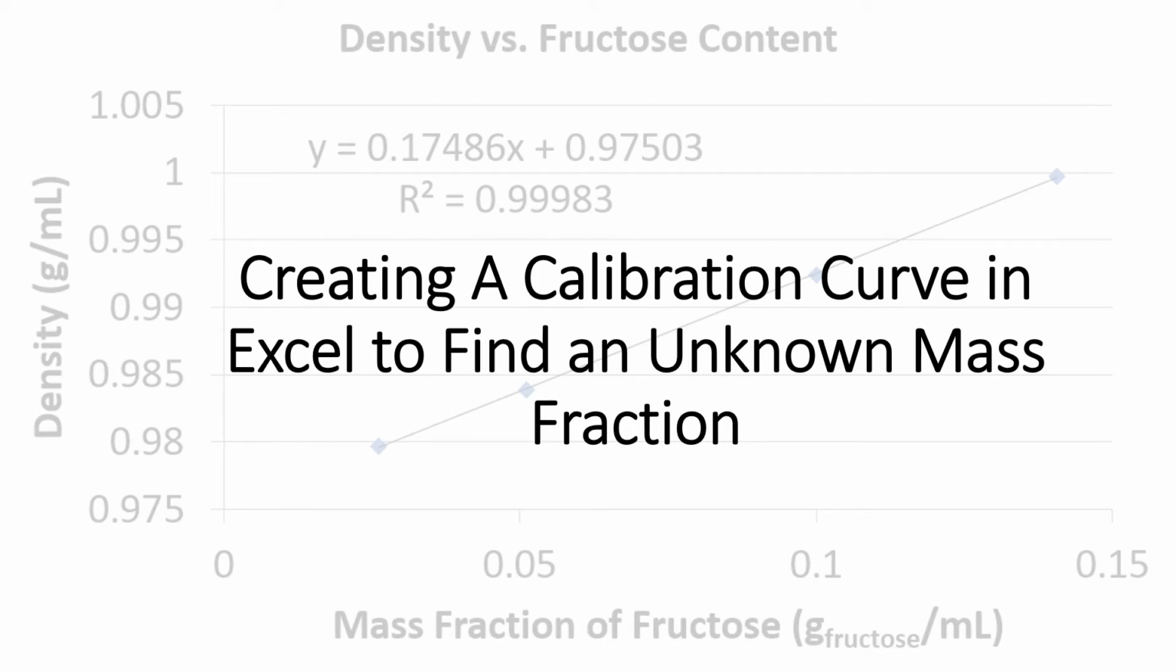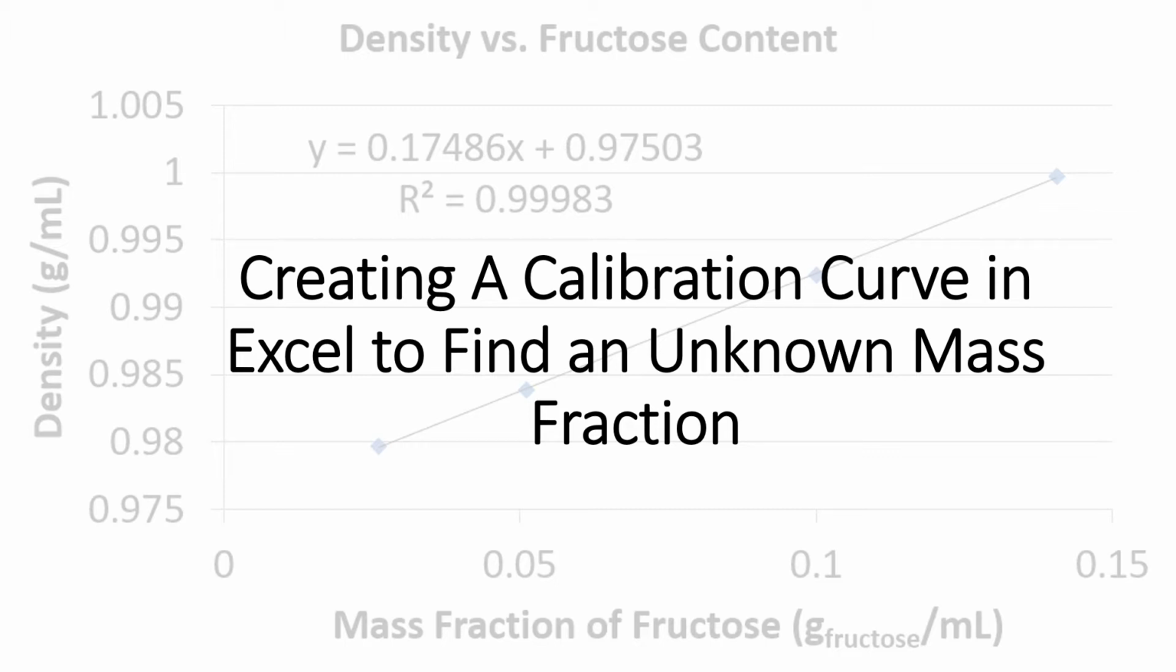In this video, we will be making a calibration curve in Excel to find an unknown mass fraction. The calibration curve is a graph which gives the relationship between one type of measurement and another. Since the mass fraction, which is a unit of concentration, is related to the density of the solution, we can graph a few data points for solutions for which we know both the mass fraction and the density.